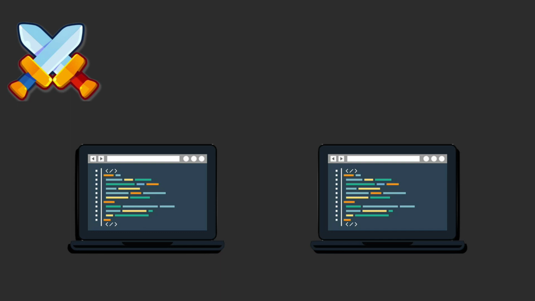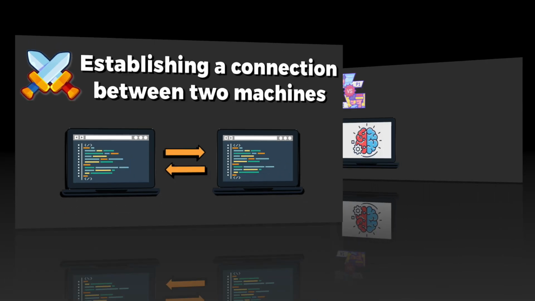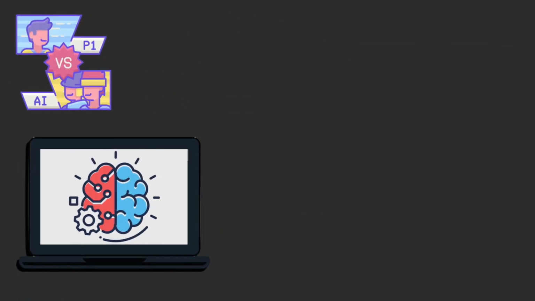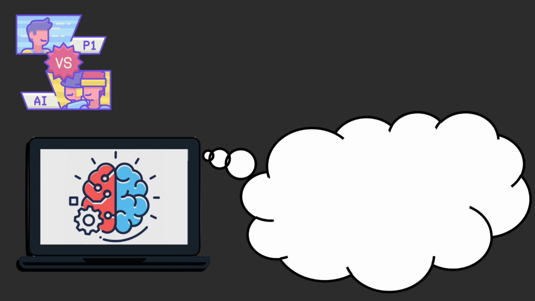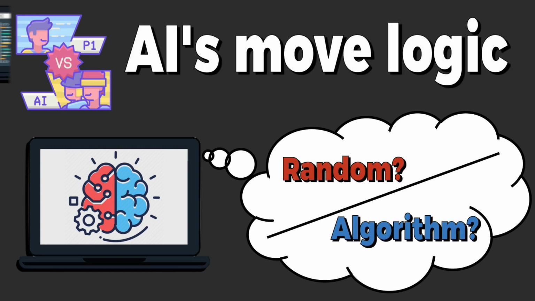If it's a multiplayer game, you're going to need a socket connection to run the game. So, your theme would be establishing a connection between 2 separate machines. If it's a player versus AI, you're going to figure out how you want the AI to play. Is it going to be picking a random move or using an algorithm to win? And that logic will be your theme.